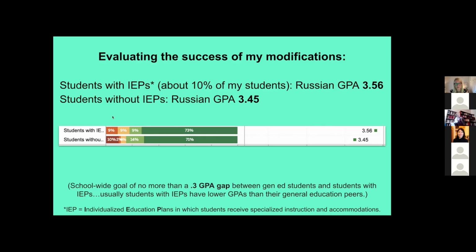Our school's goal is there, usually the IEP students have lower GPAs, and our goal is to have no more than a 0.3 GPA gap between general education students and students with IEPs, but mine's kind of flipped the other way. So I'm almost supporting those students more than those without disabilities.